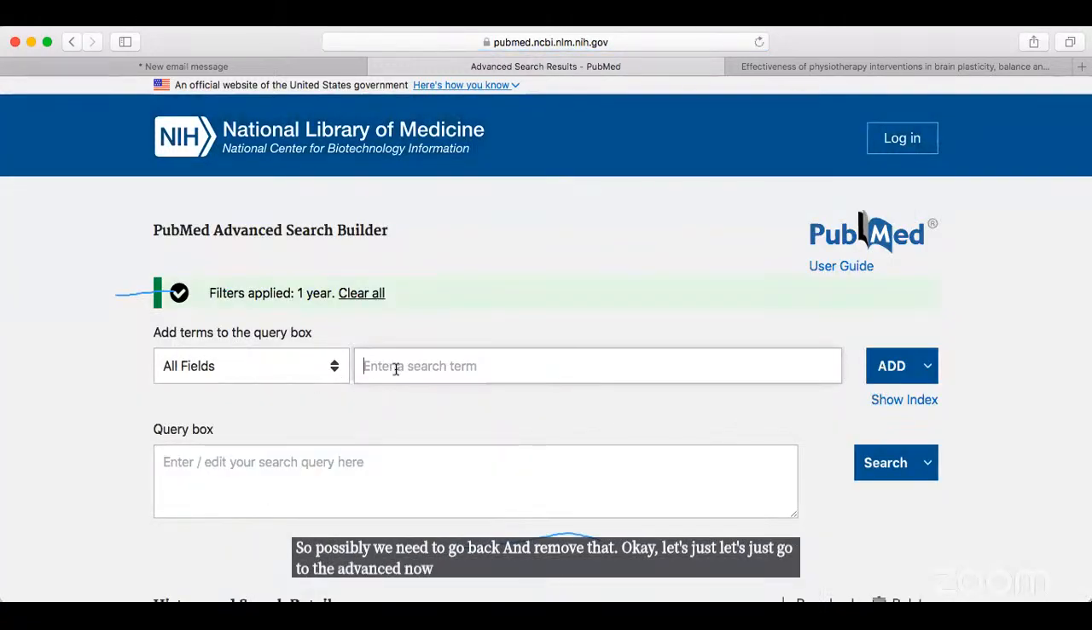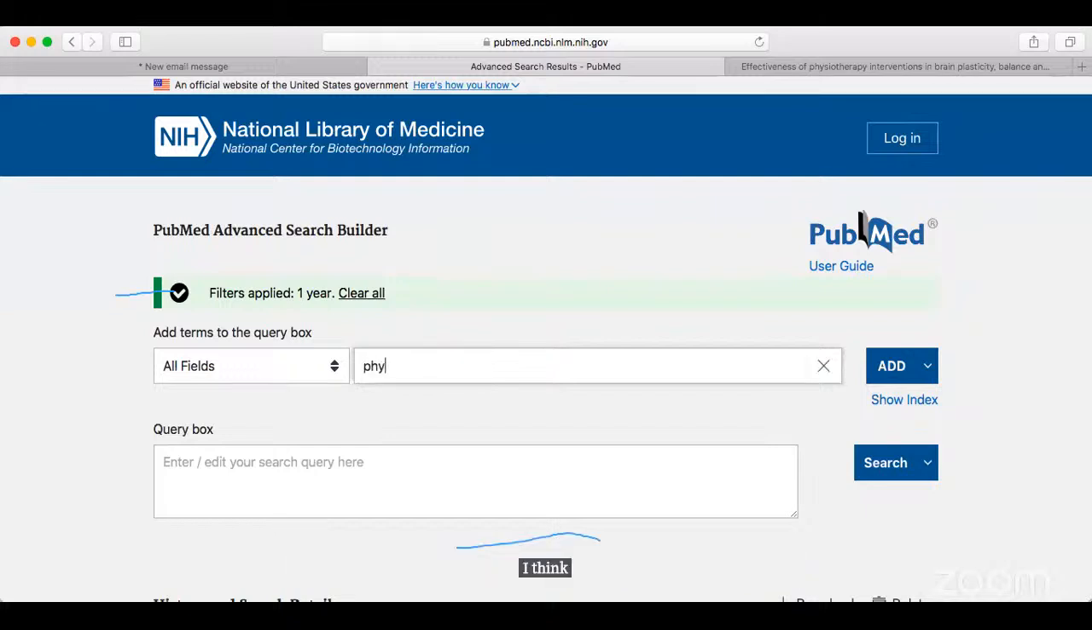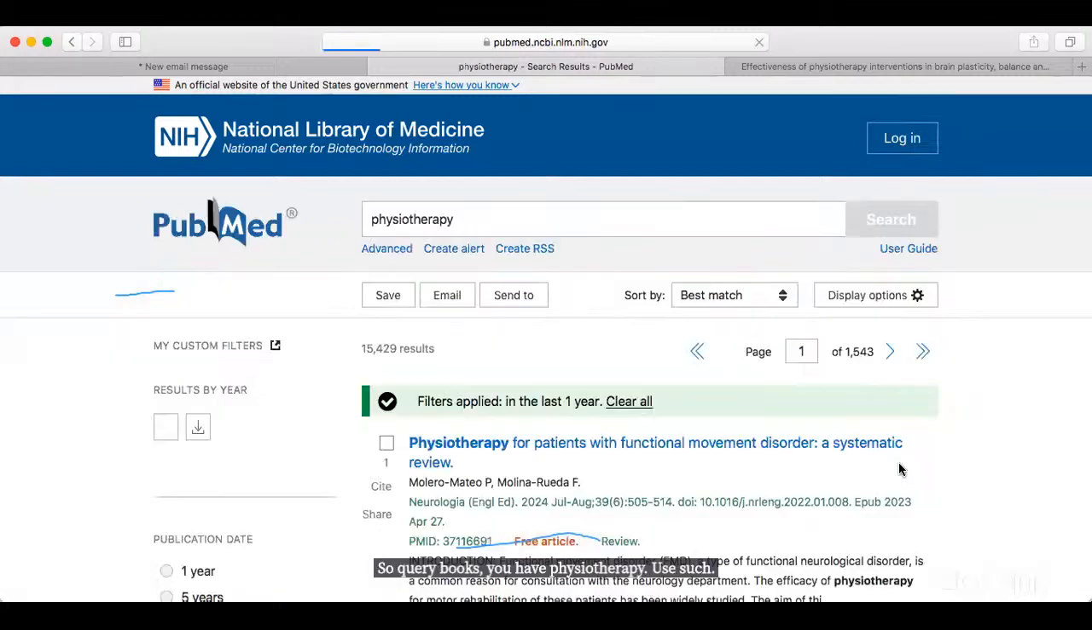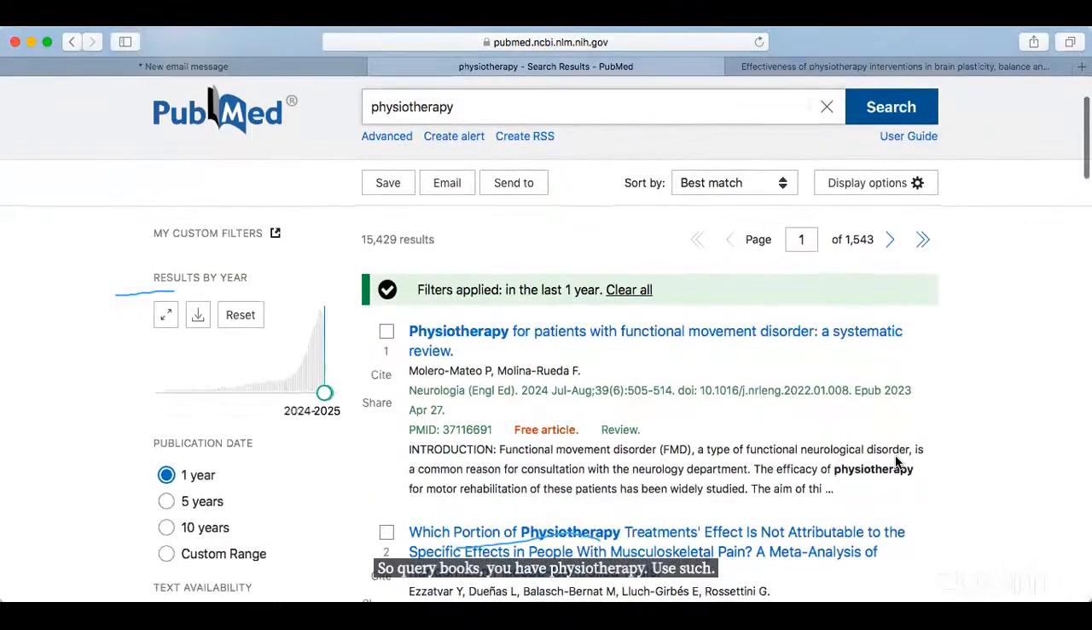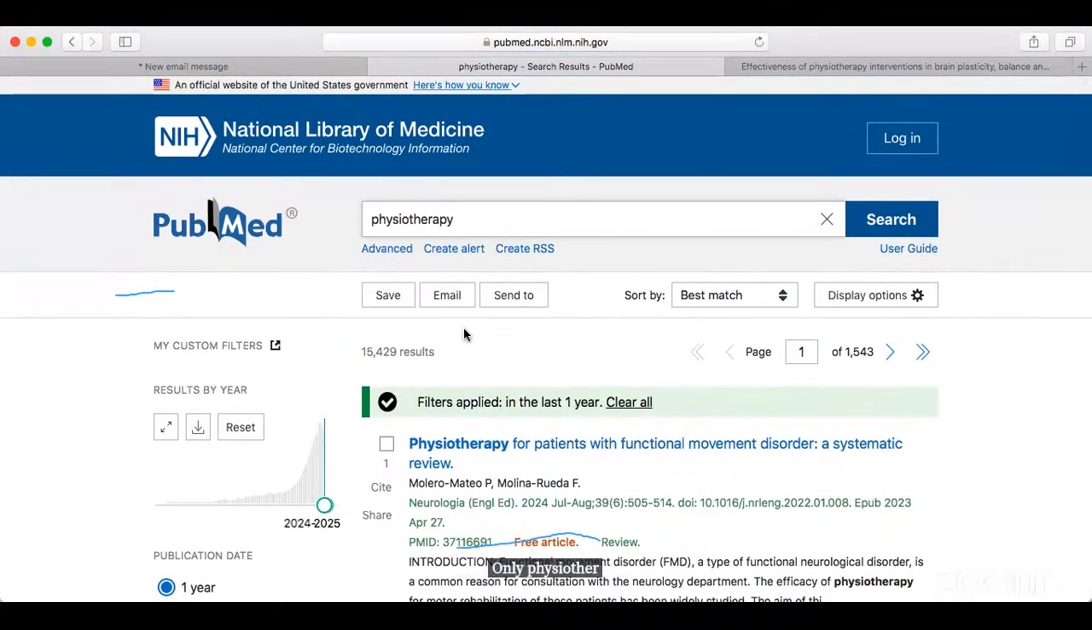Now, do you remember those keywords we had earlier? I think it was physiotherapy. Okay, let's just say physiotherapy. You say add. So in the query box, you have physiotherapy. You search. Now, can you see 15,429? Only physiotherapy. So let's go back.